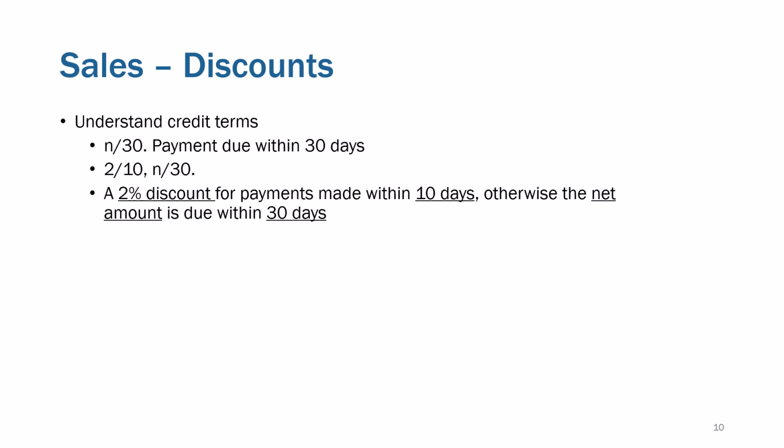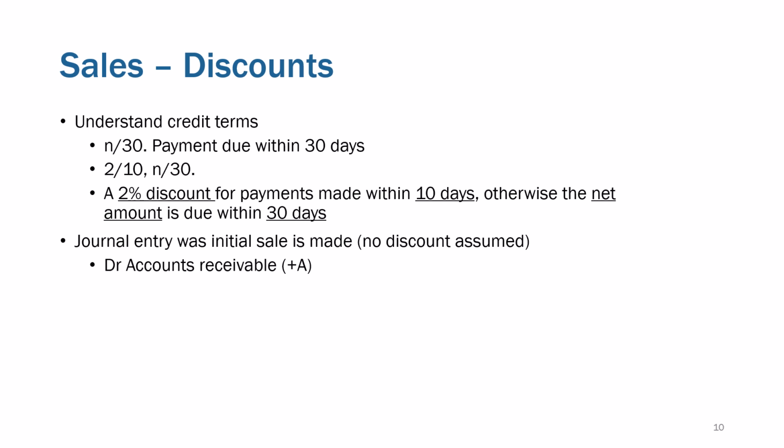That would just be how they discussed and negotiated it together. Now, the journal entry was the initial sale is made, and there's no discount is assumed. So at the time that you make the sale, you just debit accounts receivable and you credit sales revenue. You don't debit cash up front because you didn't get paid. You sell on account. So this is where you're debiting accounts receivable.